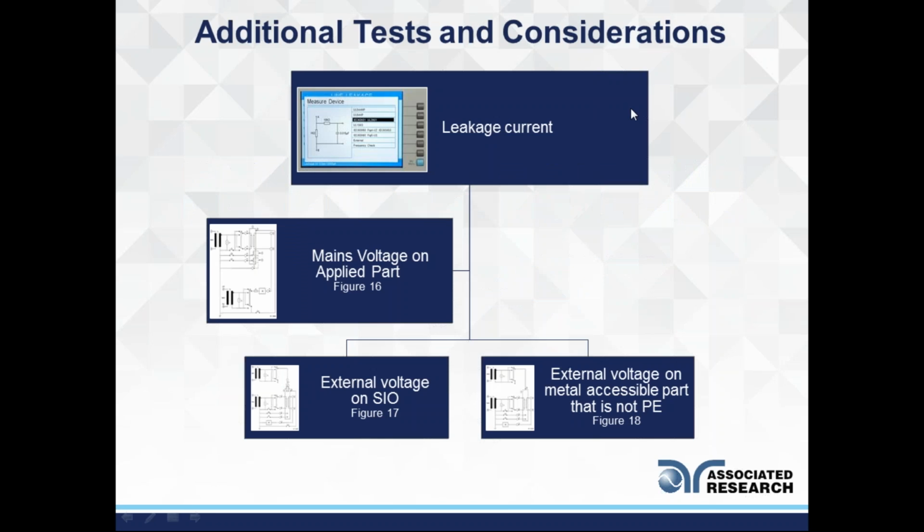Again, appreciate everyone's feedback on that poll question. Now, we're not even close to done. There are additional testing considerations: mains voltage on applied part, which we didn't fully run, internal voltage on signal in, signal out, and external voltage on metal accessible parts that are not PE. See figures 16, 17, and 18 in your 60601-1 standard. But that'll have to wait for another webinar.